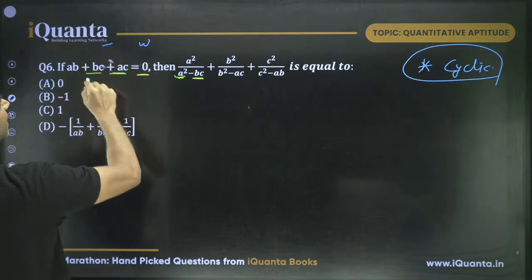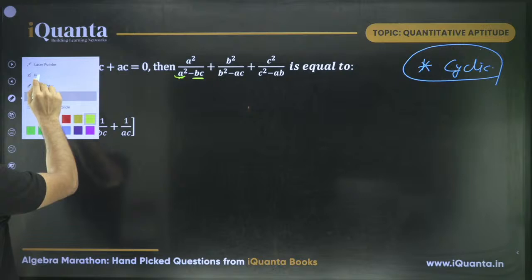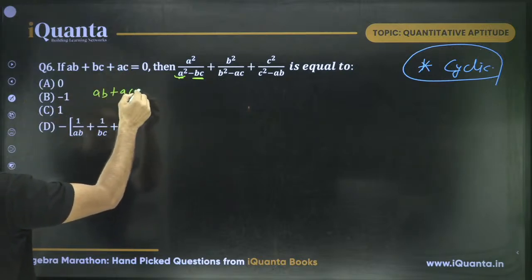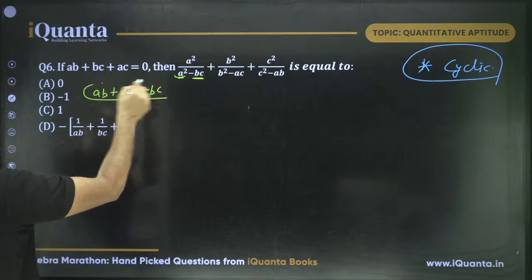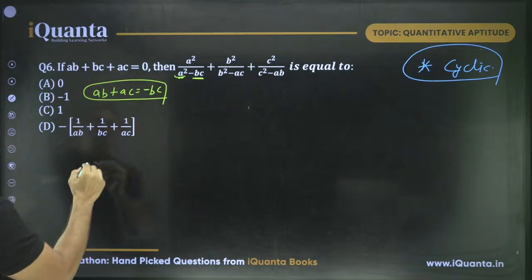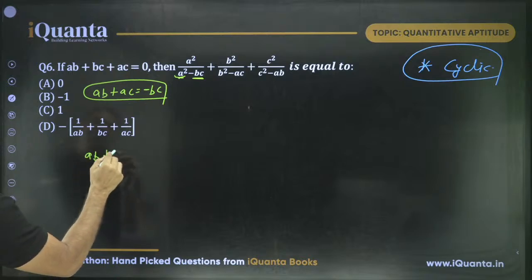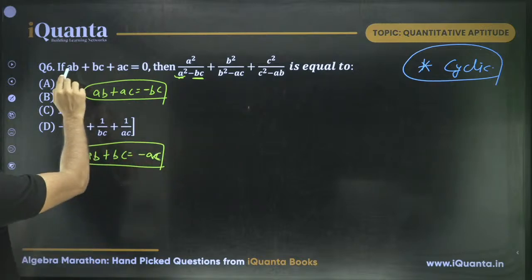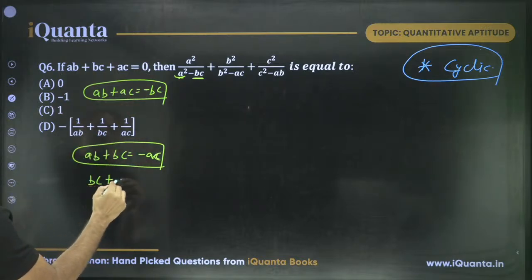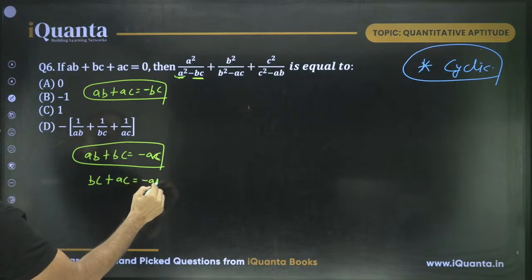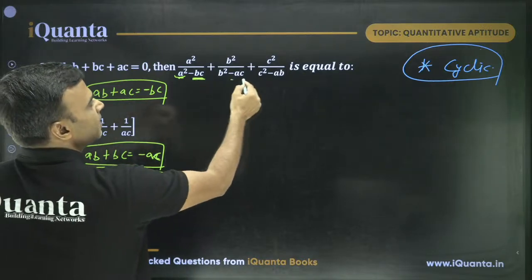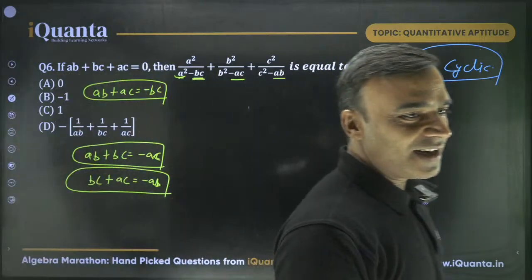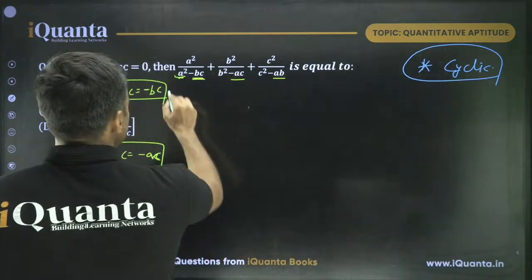It means that if I take out BC from here, I'll get AB plus AC, that is equal to minus BC. Can you see that? If I take AC to the other side, then I'll have AB plus BC equal to minus AC. If I take AB to the other side, I'll have BC plus AC equal to minus AB. So in all these three places, can I put these things there? Wherever applicable, can we do that? Do it. So if you do that, see what happens.